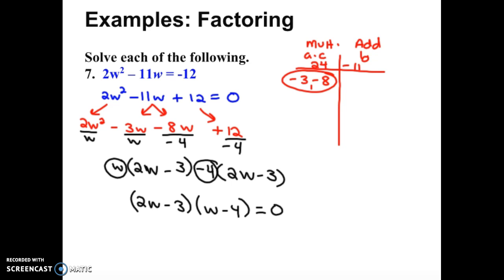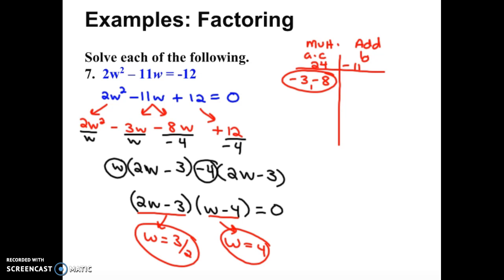I'm not done yet. I'm trying to figure out what makes this problem equal to 0, what value is w. Since it's written as multiplication, I can set each thing equal to 0 and solve. So in this case, when w is 4, that set of parentheses would equal 0. On this one, when w is 3 halves, that parentheses would equal 0. So those should be my 2 answers for the problem. You can go ahead and graph them, and you'll see that the graph should pass through when x is positive 4 and positive 3 halves.